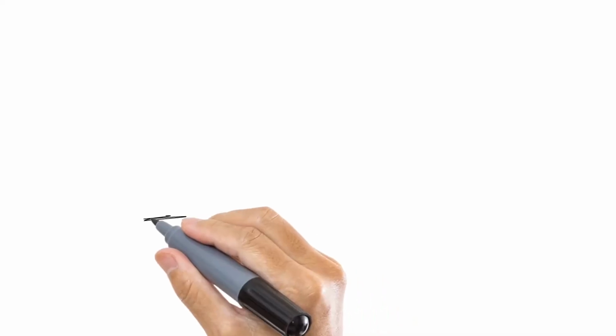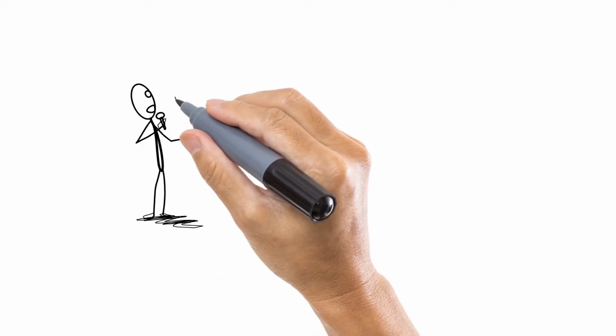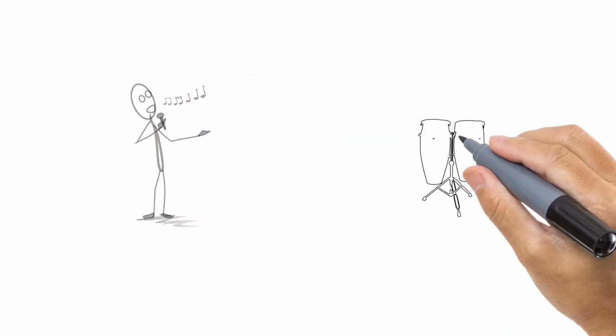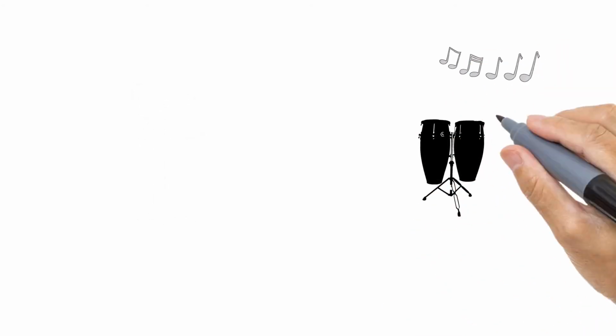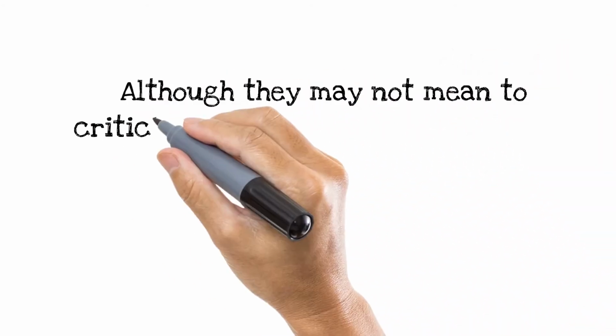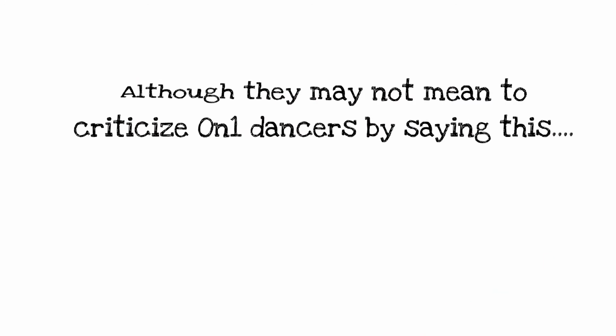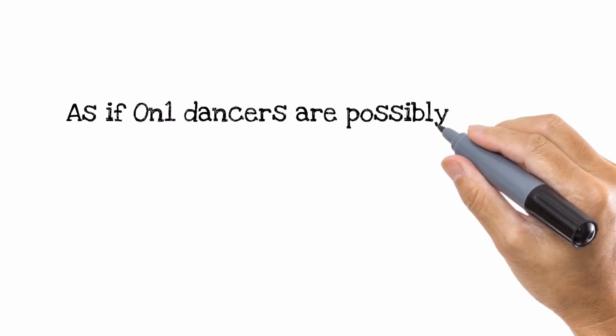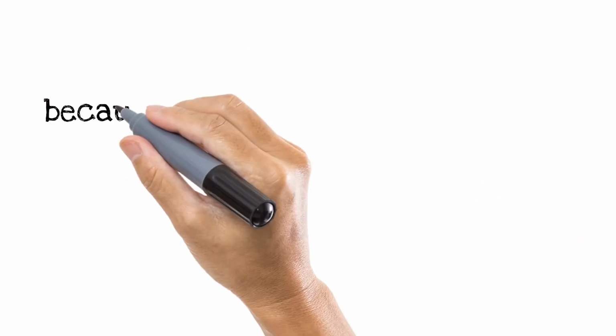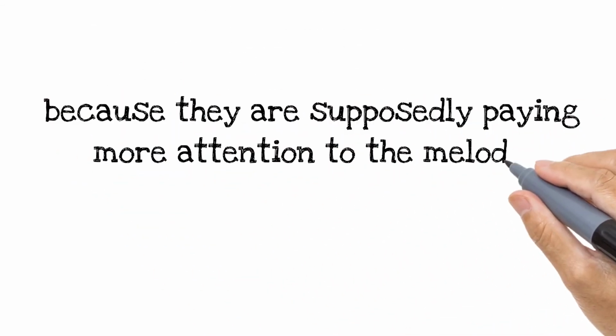Many who prefer the On2 timing have said that On1 dancers are dancing to the melody, while On2 dancers are dancing to the rhythm. Although they may not mean to criticize On1 dancers by saying this, that statement may seem to imply that On2 dancers are rhythmically superior to On1 dancers, as if On1 dancers are possibly unaware of the rhythm of the music because they are supposedly paying more attention to the melody. But is this really the case?